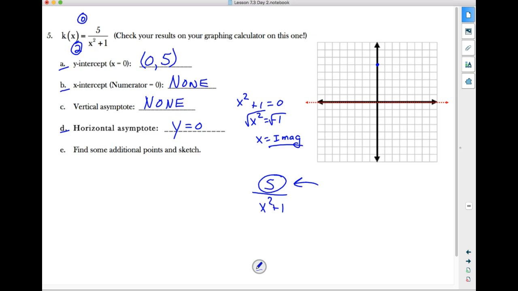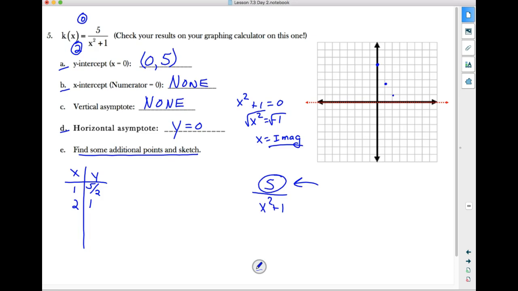So now what we have to do is find some additional points. Here's the fun part. So I got an x, I got a y, and I'm going to plug in a positive 1. Well, that's not going to be too bad because 1 squared plus 1 gives me 5 over 2, right? That's like 2.5. So I'm going to go over there, 2.5. Well, let's plug a 2 in there. When I plug a 2 in there, I'm going to have 5 over 5, or 1. I'm going to go over 2, and it's 1.